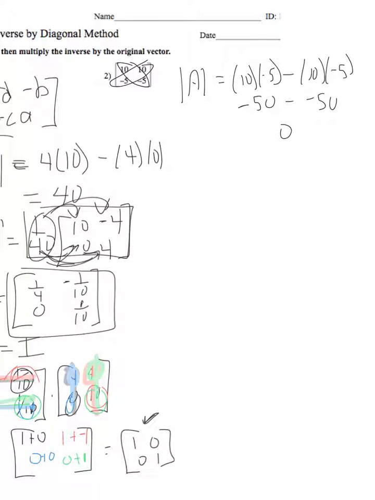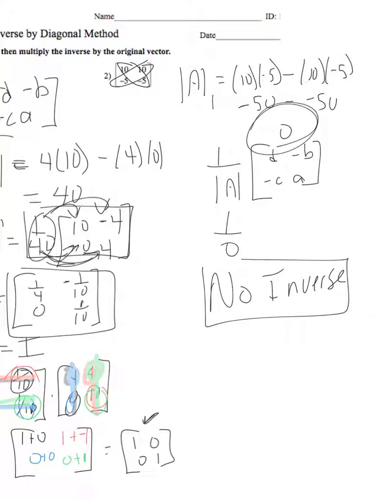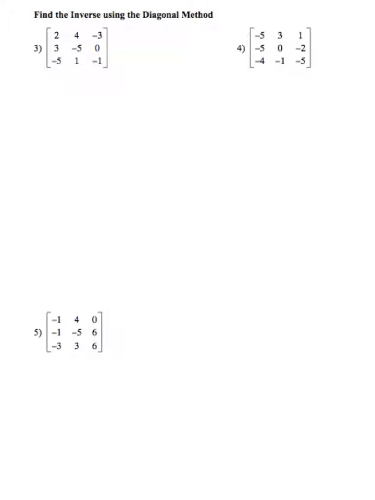If I were going to find the inverse, it would be 1 over the determinant, and then D, negative B, negative C, and A. Well, this is going to be 1 over 0, so there's no inverse. So if the determinant is 0, there's no inverse. Okay, so 2 by 2s are no big deal. That was mostly a review.